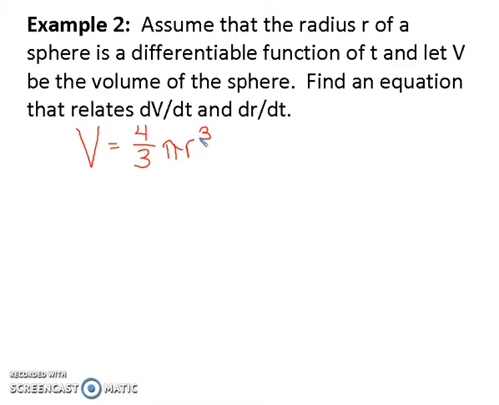So now to relate dv dt to dr dt, I'm going to take the derivative of this entire equation. So the derivative of v is dv dt. And then over here on the right-hand side, pi is a constant, so it's going to represent like a coefficient, just like the 4/3. So power rule, I would bring the 3 in front. 3 times 4/3 is just 4 times pi. Now the r is squared. And then I would write dr dt next to it. So that's the relationship between the rate of change of r and the rate of change of v.